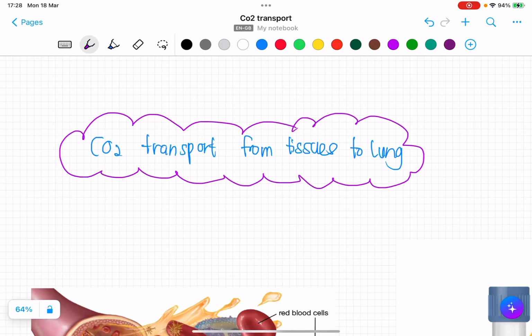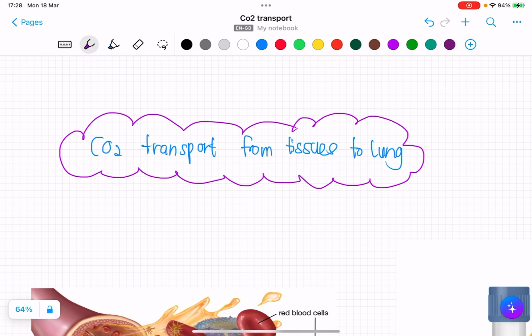Tissue, the cell is going to use the oxygen for cellular respiration. Remember, oxygen digunakan as a final electron acceptor dalam oxidative phosphorylation dekat complex number 4. So, oksigen tu dah digunakan. So, selepas selesai cellular respiration, CO2 will be produced.